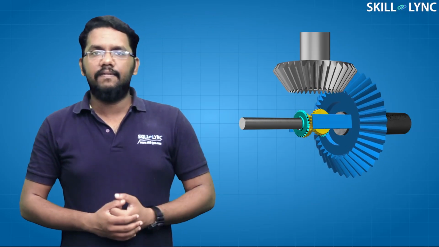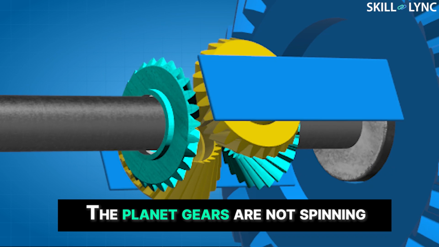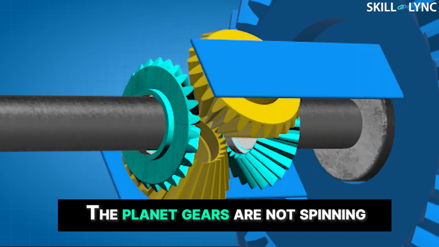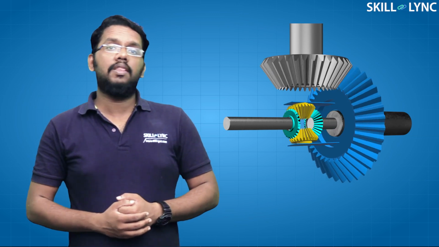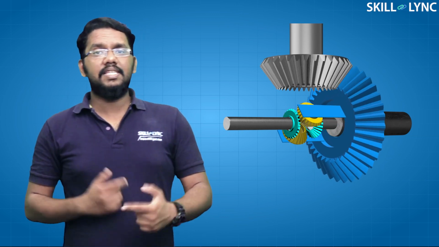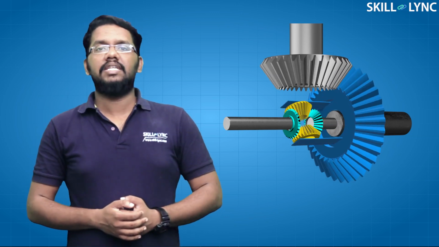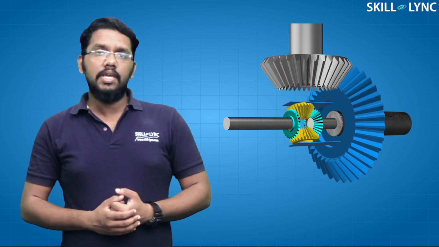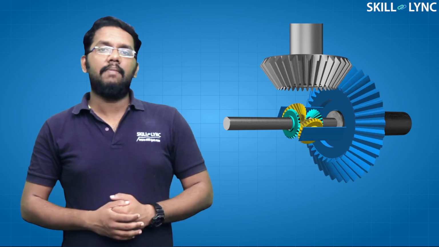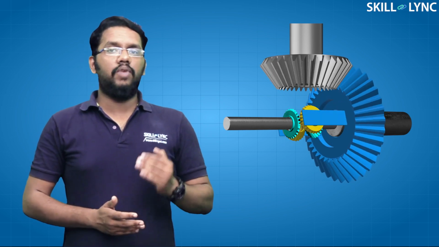When the vehicle travels in a straight line, the planet gear rotates along the ring gear but will not spin on its axis. Hence, there will not be any relative motion between the planet and sun gears. This in turn makes the sun and planet assembly rotate as a single unit. The peripheral velocity of the planet gear will be the same as the sun gears, making the wheels rotate at the same speed.